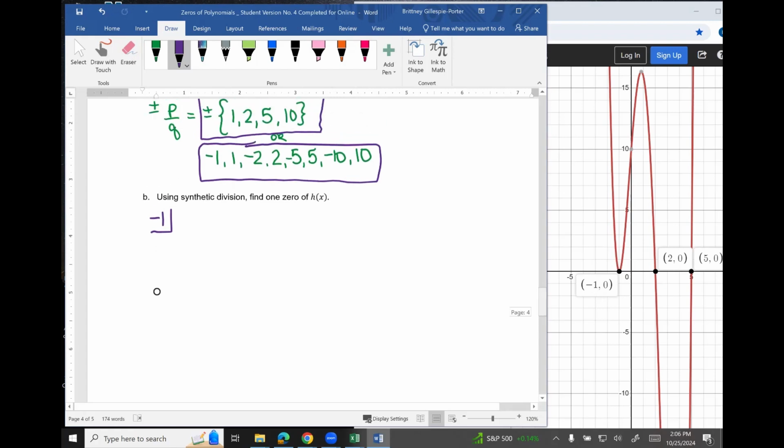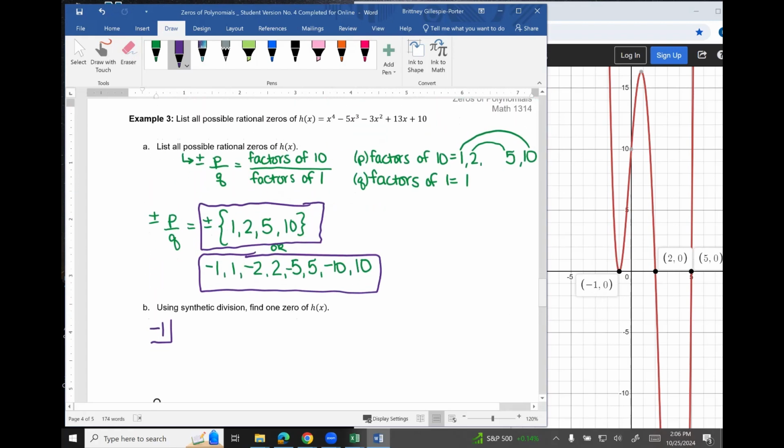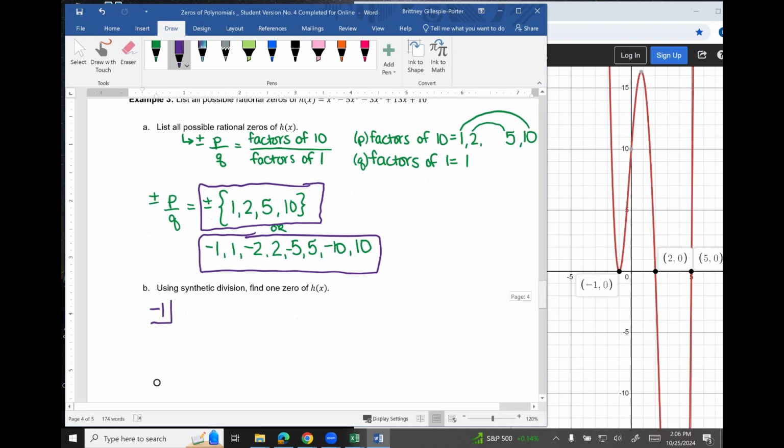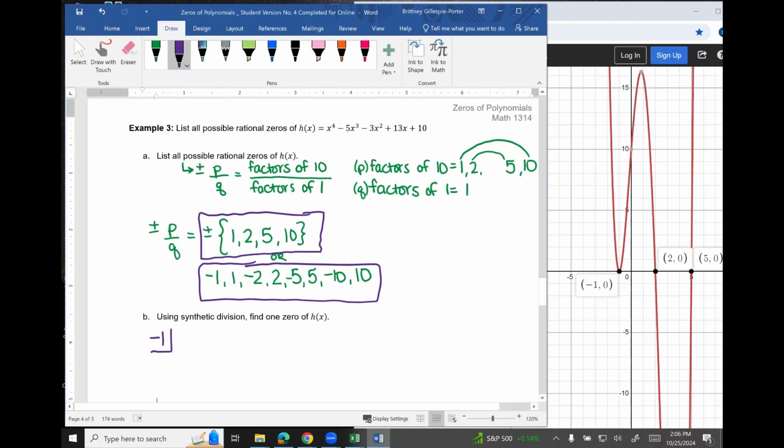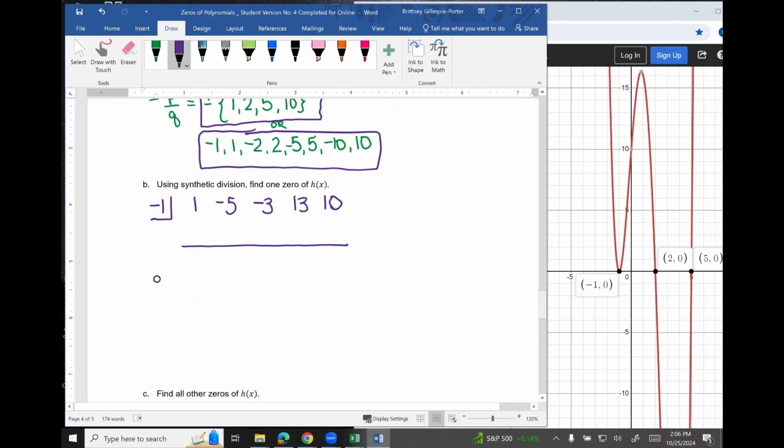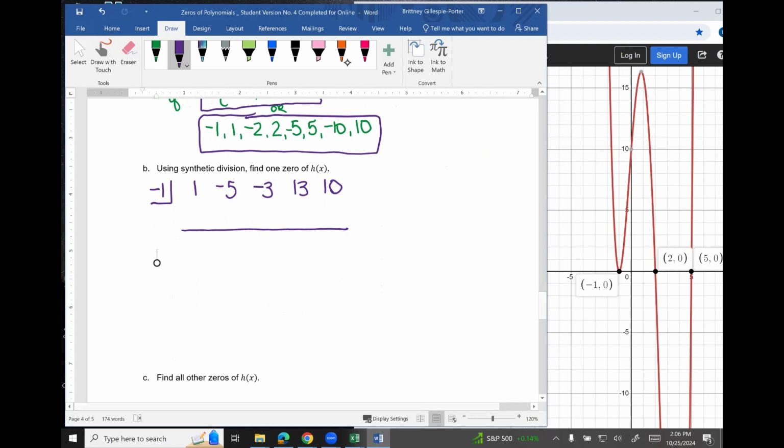And remember, we are only going to take the coefficients from our original polynomial. So on the x to the 4th, we have 1, and then -5, -3, 13, and 10. Give some space for yourself, give yourself the horizontal line, and let's begin. The first one always comes down.